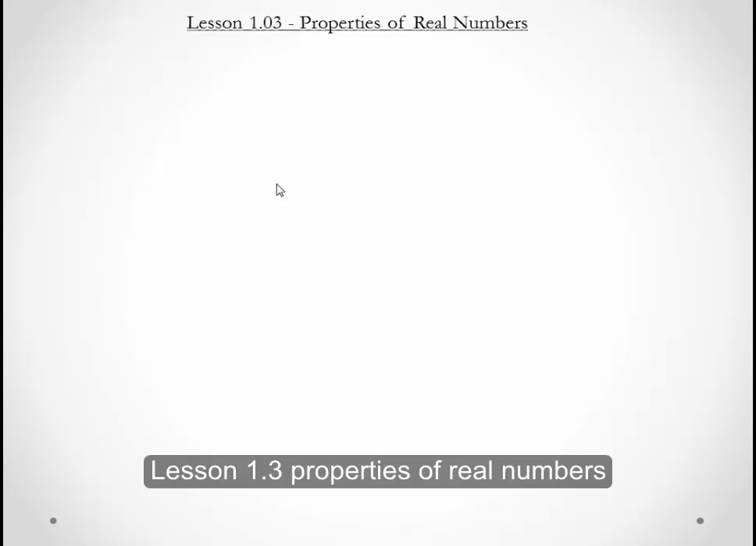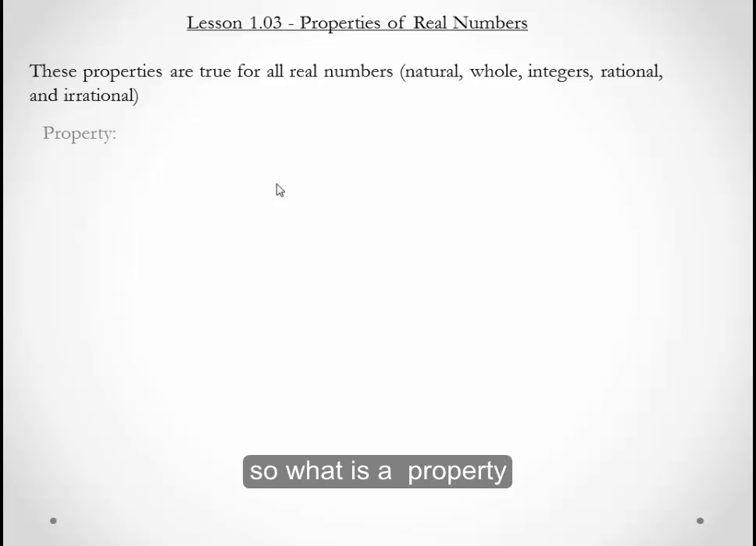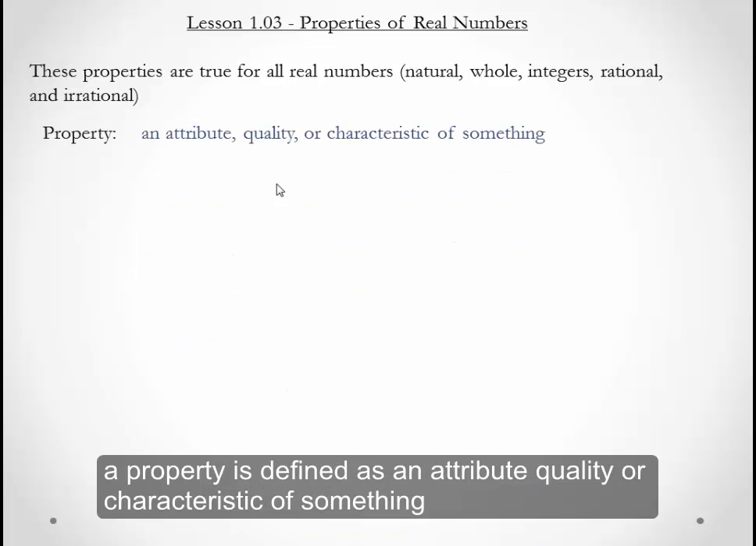Lesson 1.3, Properties of Real Numbers. These properties hold true for all real numbers. These include natural numbers, whole numbers, integers, rational numbers, and irrational numbers. So what's a property? A property is defined as an attribute, quality, or characteristic of something.